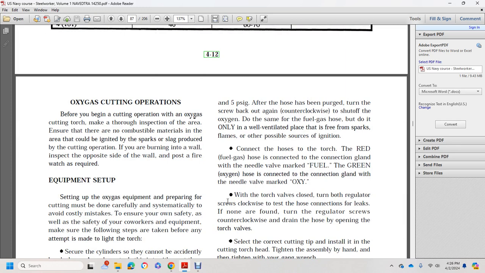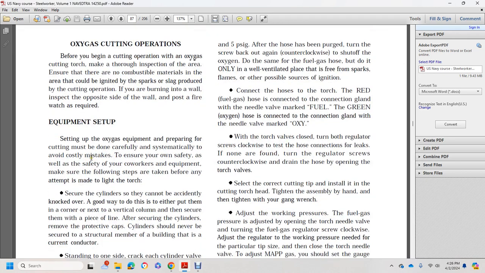Alright, oxygen cutting operation. Before you begin the cutting operation with the oxygen cutting torch, you must thoroughly inspect the area and ensure that there are no combustible materials in the area. Ignited sparks are also produced from the cutting operation. If you are burning into a wall, inspect the opposite side of the wall. Post the fire watch as required.